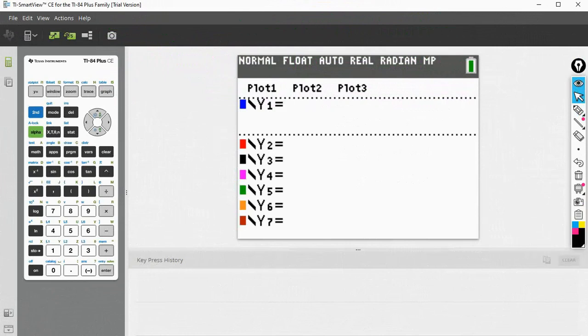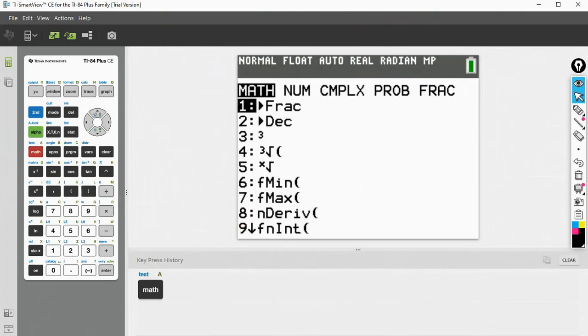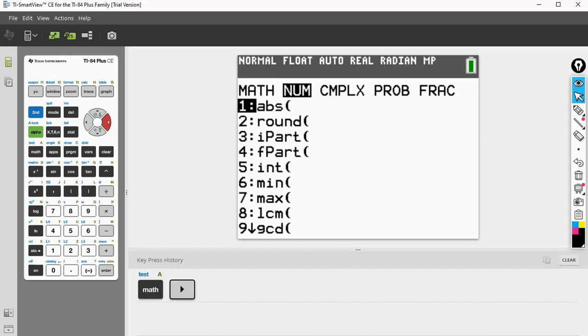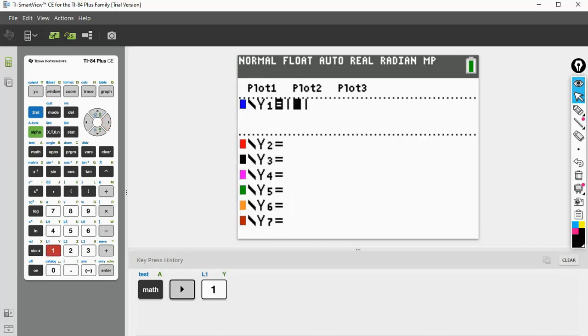Okay, so here we are with the GDC, and I'm going to show you how to plug in an absolute value function. What you have to do is click on Math and then move one to the right, using the arrow key, and go to where it says Num. And notice that the first option is absolute value. So click on 1, and there you go. There's the symbol for absolute value. So it's 2x plus 7, right? So the absolute value of 2x plus 7, and it says this equals 13.